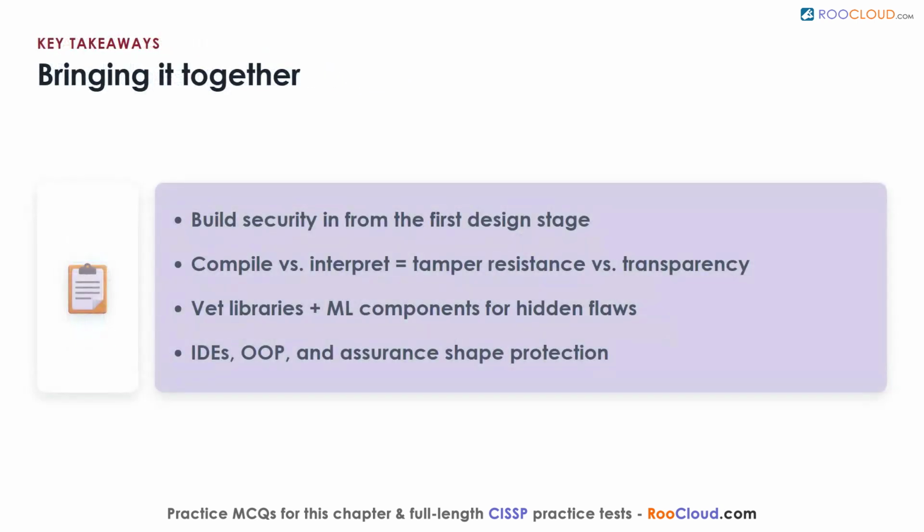So let's bring it together. Custom software carries real risk, so you build security in from the first design stage rather than patching it on later. Languages range from raw machine code up to high-level tongues, and the compile or interpret choice trades tamper resistance against transparency. Shared libraries and machine learning components inherit any hidden flaws, so you vet their origins. Integrated environments and object-oriented design shape both productivity and protection, and assurance keeps confirming the controls hold over the system's life. Master these foundations, and the rest of the development story fits neatly on top.